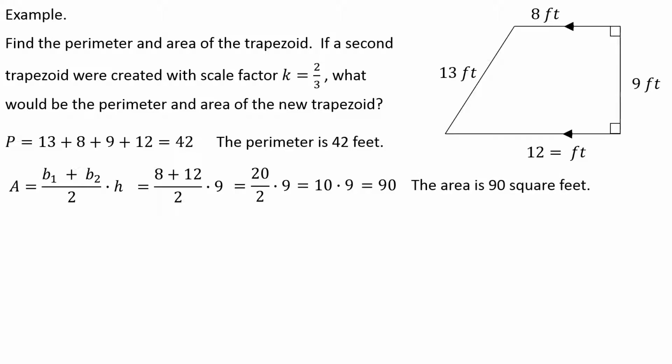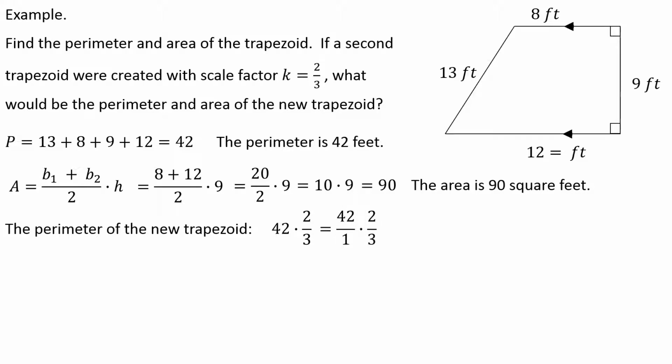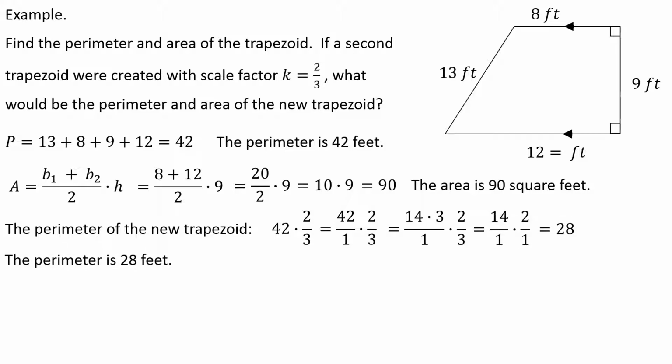All right, so for the original trapezoid, we've got a perimeter and an area. We know the scale factor is 2/3. The rest of the directions say, if the second trapezoid were created with that scale factor of 2/3, what would be the perimeter and area of the new trapezoid? Well, for perimeter, we take the previous answer of 42 and multiply it by the scale factor of 2/3, and we come up with 28 feet.